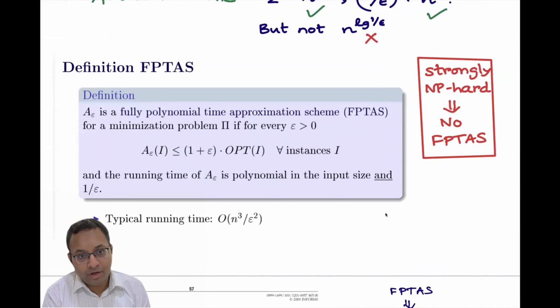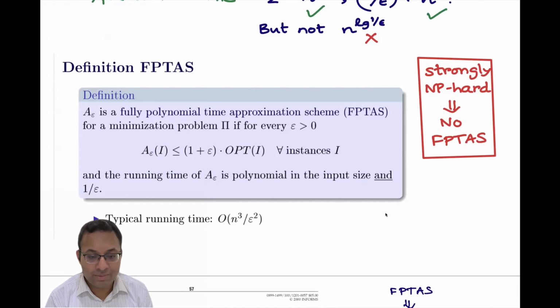A fully polynomial time approximation scheme is a scheme, so there are multiple algorithms. Depending on an epsilon, we get one algorithm, A epsilon. And we have the property that for all instances I, A epsilon of I, which is the value of the solution returned by A epsilon on input I, is at most 1 plus epsilon times opt of I, where opt of I is the optimal solution on I. So that is for a minimization problem.